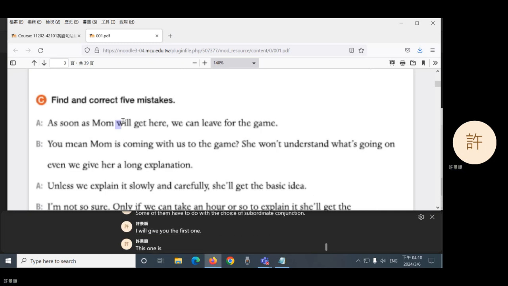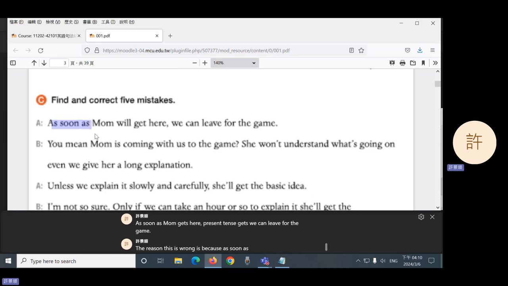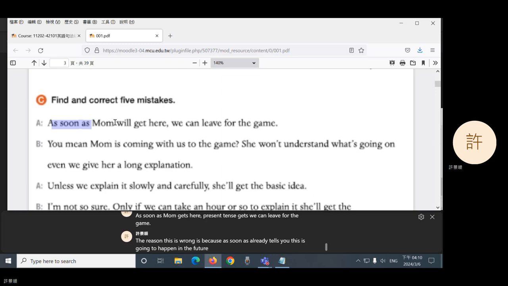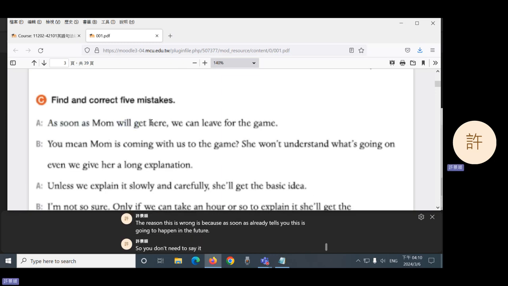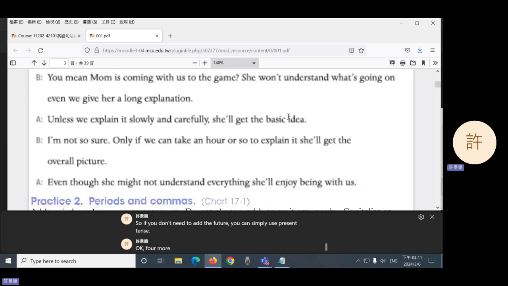This one is wrong. As soon as mom gets here, present tense, gets, we can leave for the game. The reason this is wrong is because as soon as already tells you this is going to happen in the future. So you don't need to say it twice. And the regular tense here is present tense. So if you don't need to add the future, you can simply use present tense. Okay, 4 more mistakes. I will give you 3 minutes.